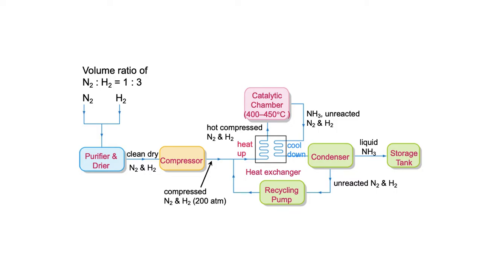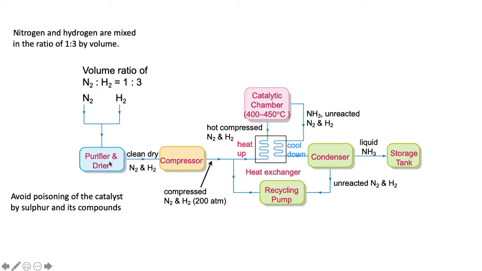Second, after the introduction of hydrogen and nitrogen gas, the gases will then be transferred to a station called the purifier and dryer. This part helps to remove any impurities from the inlet gas, such that it can avoid poisoning of the catalyst by sulfur or sulfur compounds. After that, the clean and dry gas is sent to the compressor. The compressor compresses the gas by applying very high pressure of 200 atm.